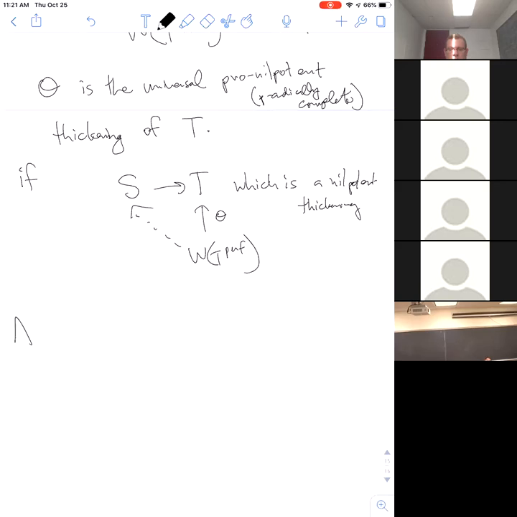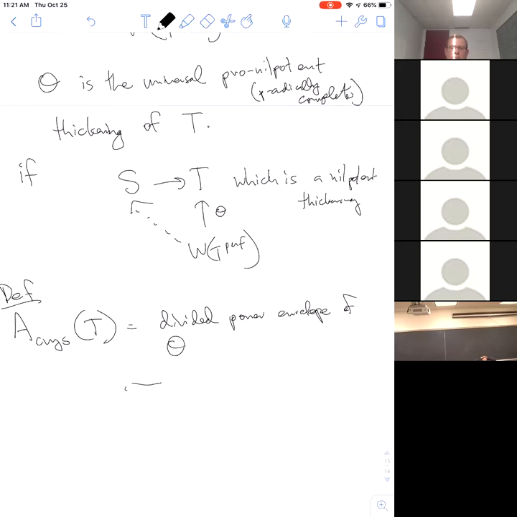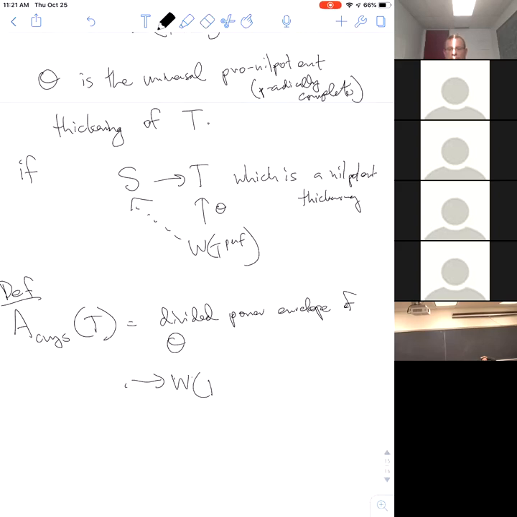And then the definition is that A_crys of T is the divided power envelope of the map theta. So it's what you get by starting with this universal pro-nilpotent thickening and formally adding all divided powers of the elements in the kernel. So start with the Witt vectors of T^perf and add all divided powers of elements in the kernel of theta.